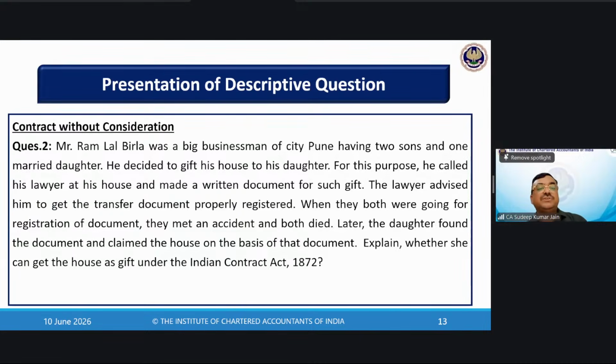Okay. The question is based on the concept of contract without consideration. Mr. Ramlal Birla was a big businessman of the city of Pune, having two sons and one married daughter. He decided to gift his house to his daughter. For this purpose, he called his lawyer at his house and made a written document for such a gift. The lawyer advised him to get the transfer document properly registered. When they both were going for the registration of the document, they met an accident and both died. Later, the daughter found the document of transferring the property to her and claimed the house on the basis of that document. Explain whether she can get the house as a gift, yes or no, with reason.